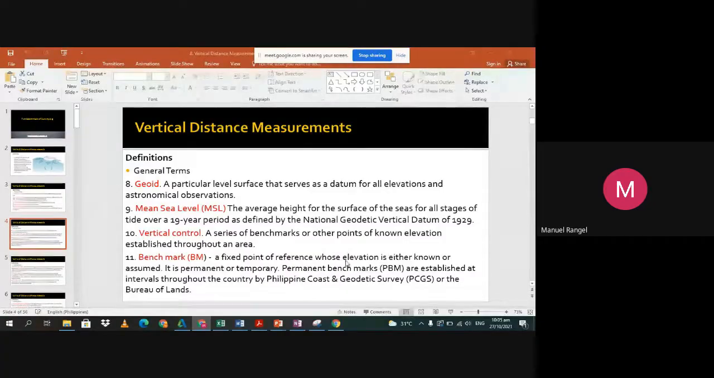Ay nakabutang dito ang benchmark number or control points number. Laylay na siya, then nakabutang po dito ang iyang elevation sa points or sa station. Ang temporary ka ng mga ginagamit sa mga surveys na lang ang madalian.